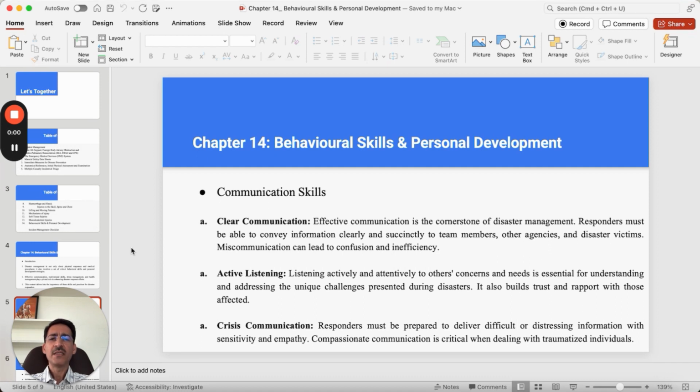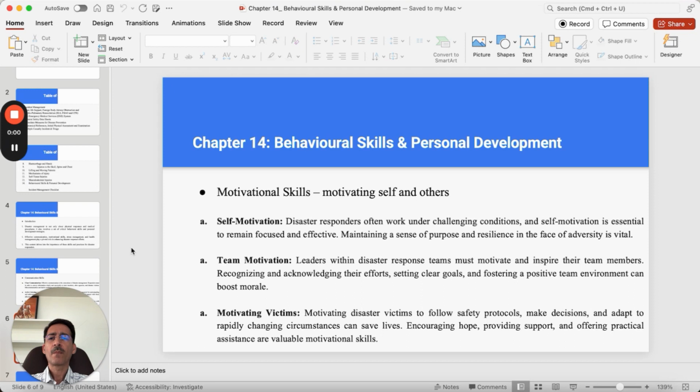Active listening. Listening actively and attentively to others' concerns and needs is essential for understanding and addressing the unique challenges presented during disaster. It also builds trust and rapport with those affected. Crisis communication. Responders must be prepared to deliver difficult or distressing information with sensitivity and empathy. Compassionate communication is critical when dealing with traumatized individuals.